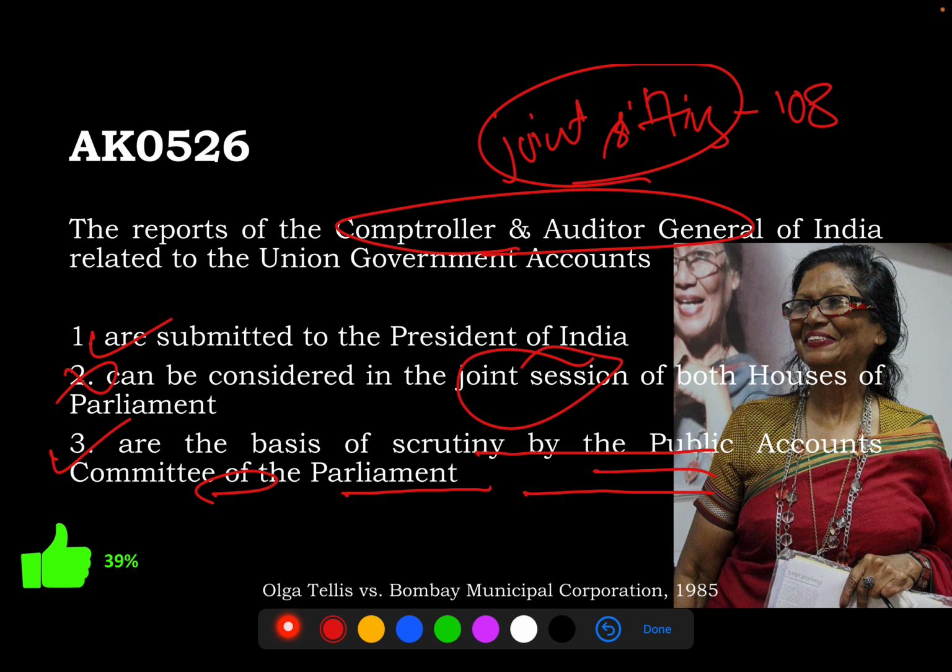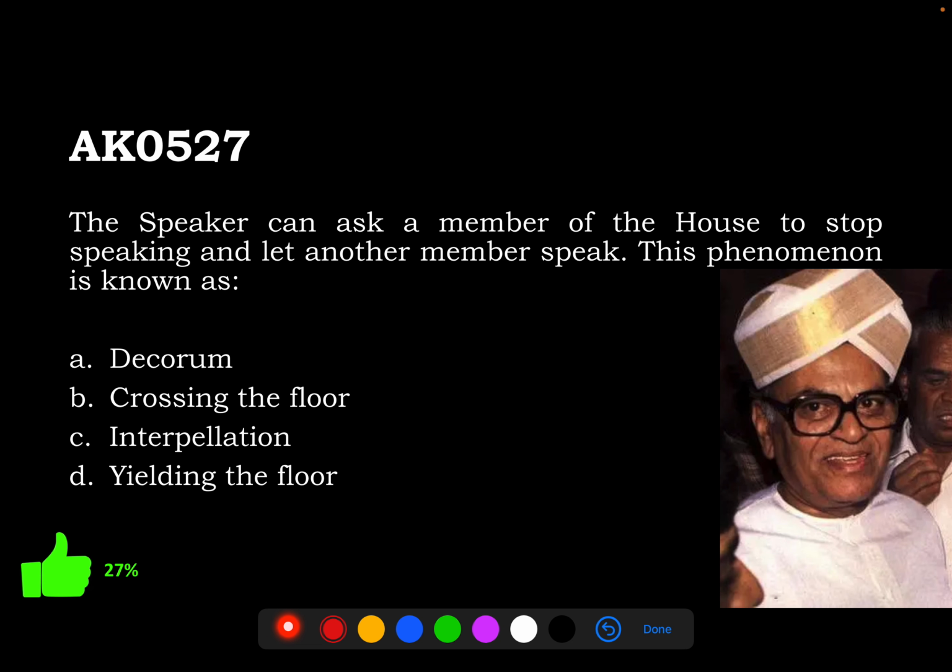And you may not have recognized that's Madam Olga Tellis, the journalist who led to this famous case. But you should be able to recall the significance of this case. The Supreme Court held that the right to livelihood is a part of the right to life under Article 21.